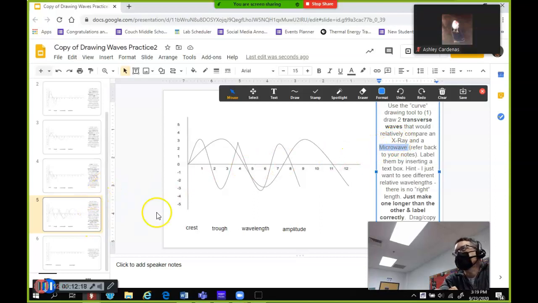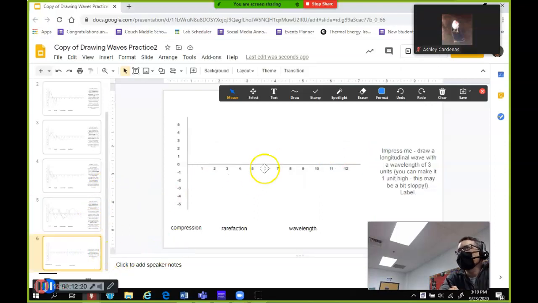And finally is this last one, which says, impress me, draw a longitudinal wave with a wavelength of 3 units. Now, longitudinal waves are really, really hard to do. I can't draw them very well by hand. I surely can't draw them very well on the computer. But remember, longitudinal waves are the ones where we have squished together parts and we have parts that are spread further apart. That's where our compression and rarefaction terms come from.